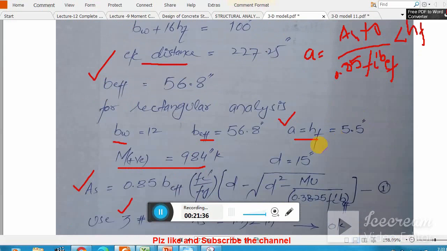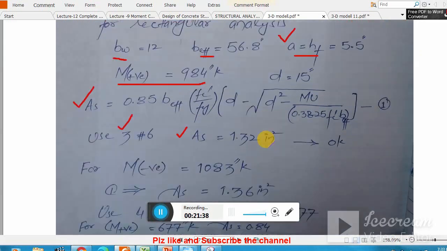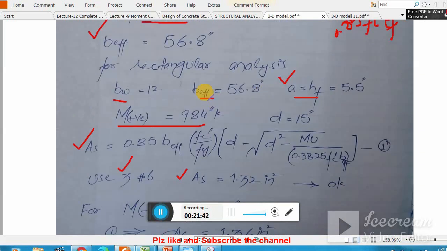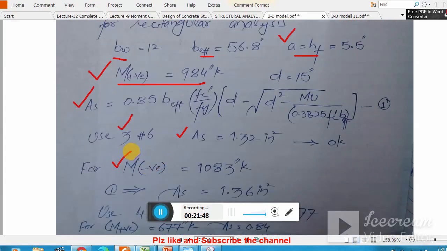Remember one thing that you design. Okay, so one thing that you have to check the T-beam or rectangular beam analysis for positive moment, not for negative moment. For negative moment it is also working as an inverted T-beam. Okay, so the moment is 1083, that is the maximum moment, and just plug this moment here, okay, here, and you do the calculation, you got the answer.